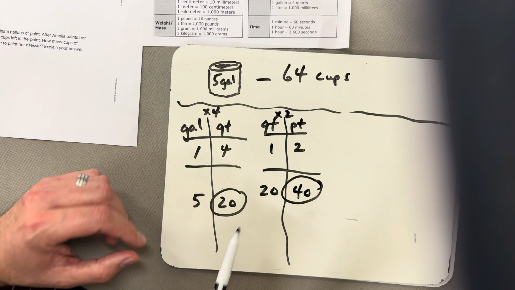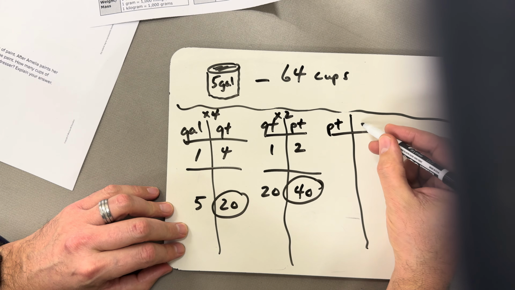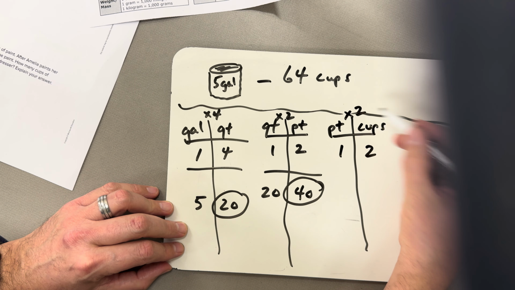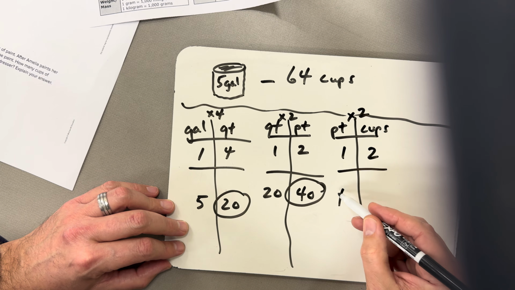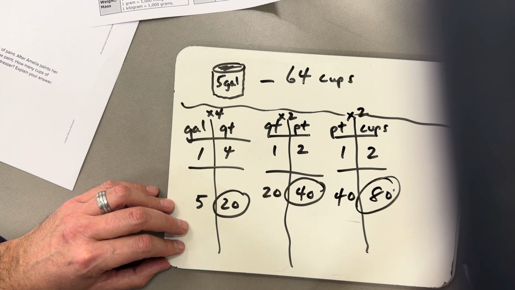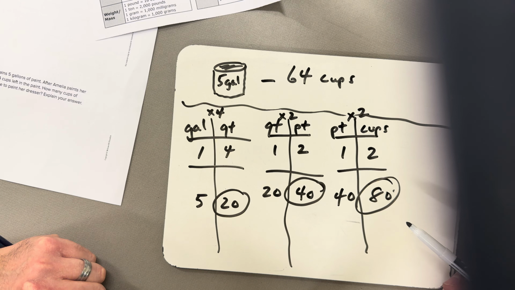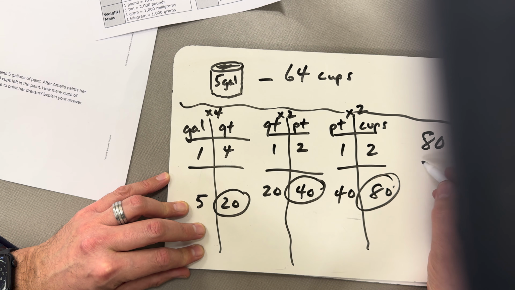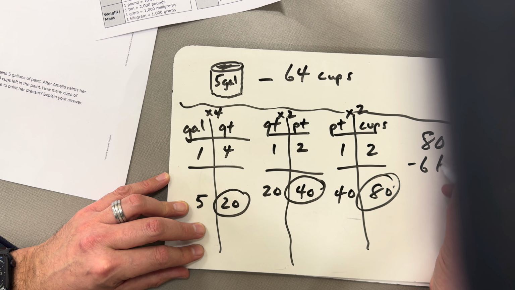We're still not done though, because we have pints, but we still don't have cups. So let's look back here. 1 pint is 2 cups. Okay, I can do that. 1 pint is 2 cups. That means it's a times 2 kind of situation. So 40 pints, 80 cups. Okay, so now I know that 5 gallons is the same as 80 cups. So now I can take away what Amelia did. She started with 5 gallons, which is 80 cups, take away 64 cups.